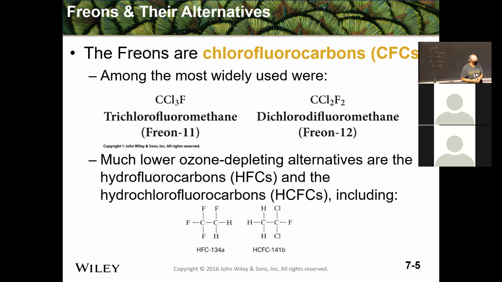And so some of the alternatives that have been used include hydrofluorocarbons, HFCs. The advantage here is that these will break down before they get to the stratosphere, and also hydrochlorofluorocarbons. In some cases, even compounds like butane are used as refrigerants.